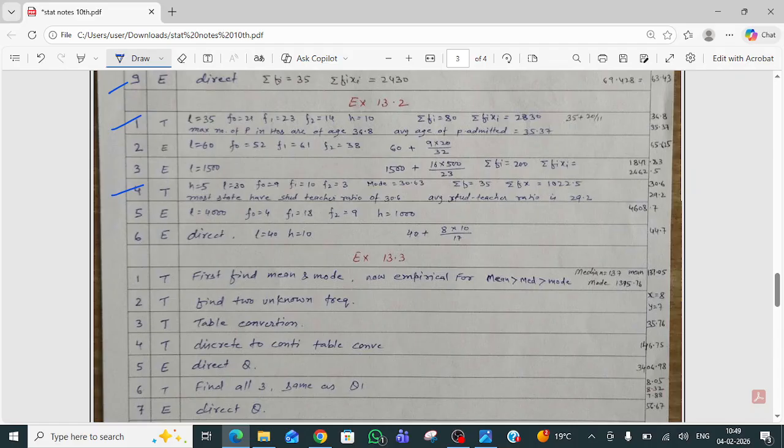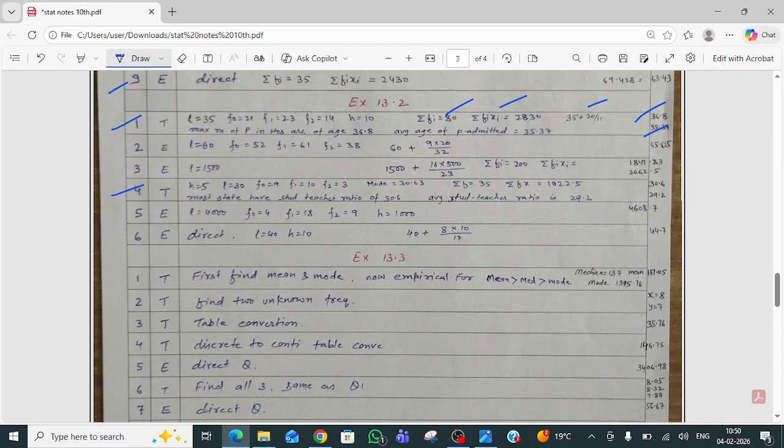So mean and mode. Mean will come 36.8, mode is 35.37. And these are the intermediate values I have written when I solved it for the first time. Now, interpretation of this data.